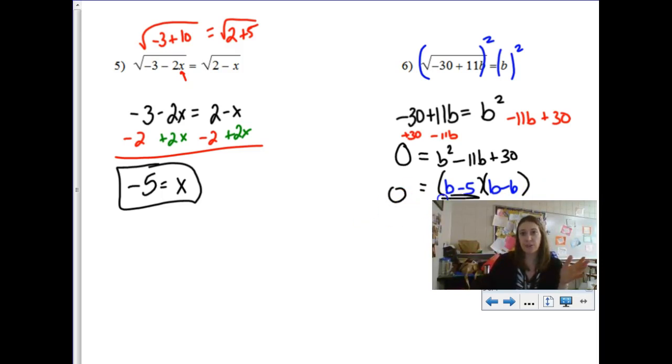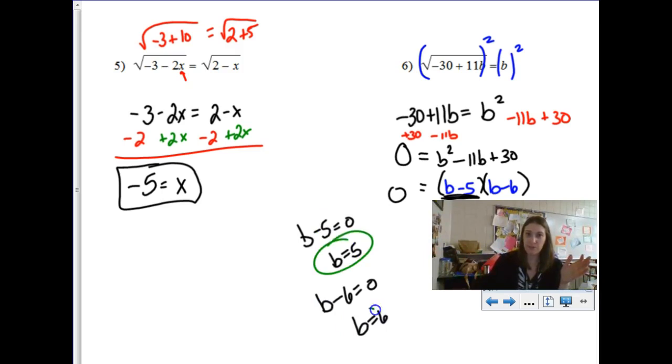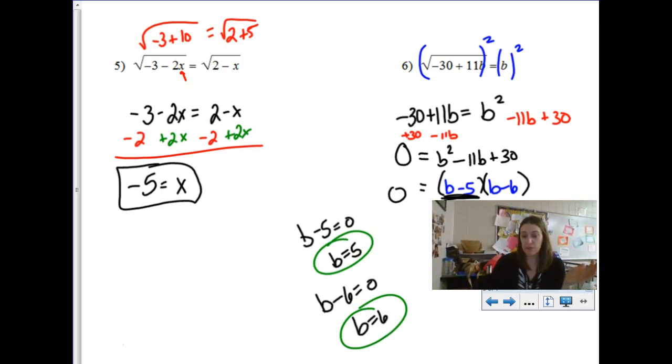So now you have to take your factor, b minus 5, set it equal to 0, and get b equals 5. And then same thing with the b minus 6. If I solve that, I get b equals 6. Now, before I go ahead and say these are my answers, I have to worry about what's called an extraneous solution. So if I plug them in and they don't work, that means I have to consider it extraneous, and I'll show you what that looks like in a second.